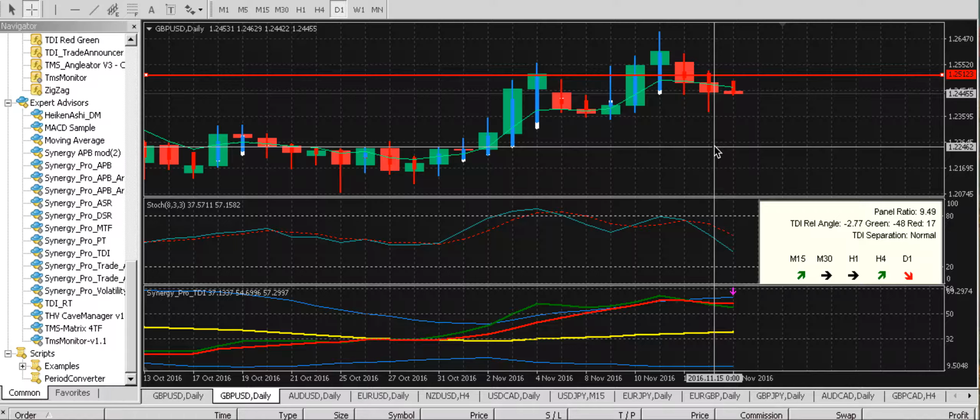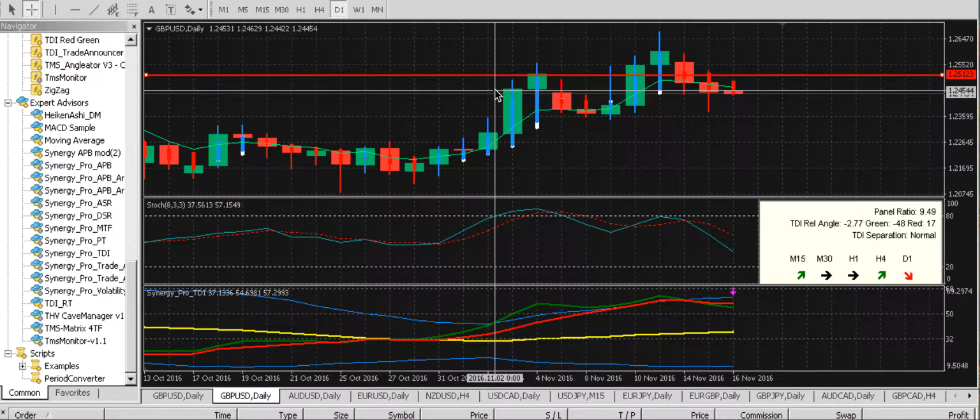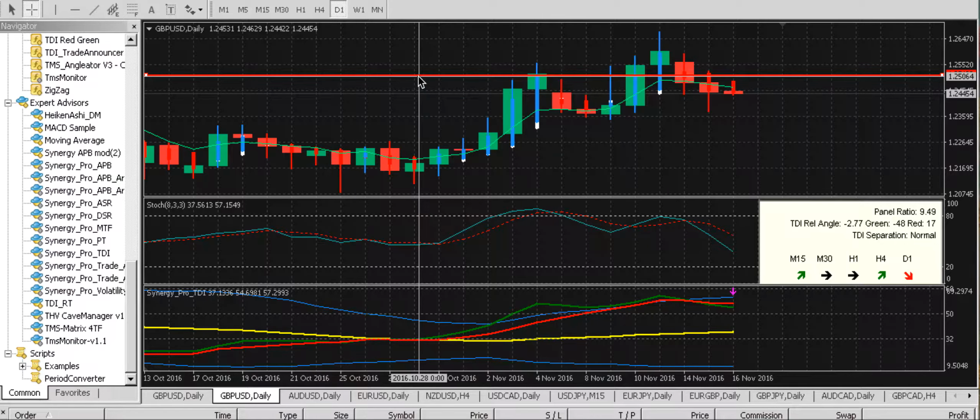And the new trade I'm initiating is on the pound dollar daily chart. And I just want to run through with you my rationale for taking this trade.